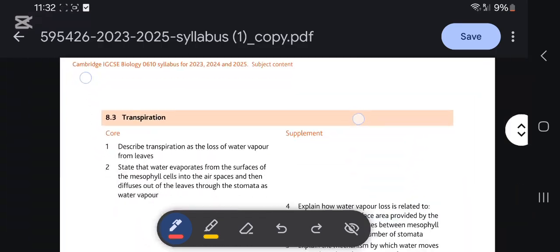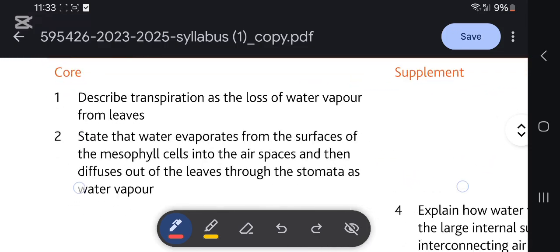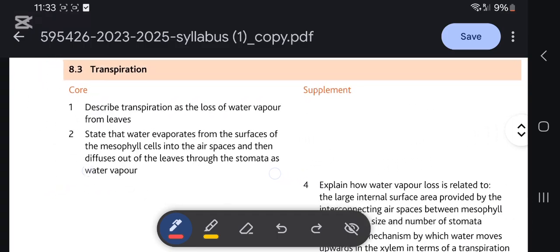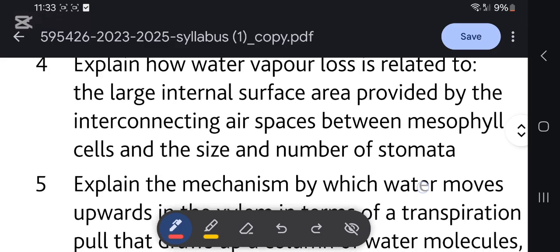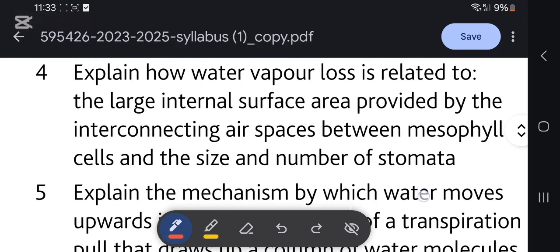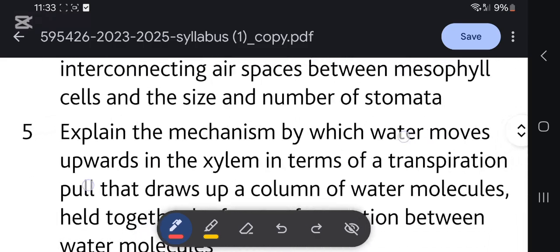Now, transpiration is the loss of water vapor from the leaves. Water evaporates from the surface of the mesophyll cells, then into the air spaces, and then it diffuses out of the leaf through the stomata. Water vapor loss is related to the internal surface area provided by the interconnecting air spaces between the mesophyll cells. So the greater the surface area, the greater the loss of water vapor, and the greater the size, the more the stomata, the more the water is lost.